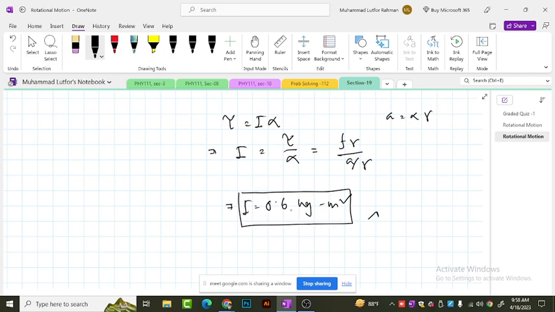This is the answer. So that's why when you're going to calculate the torque, you have to think in that way: where you are applying the force and through which point you are going to calculate the torque. It is very important to calculate the torque.